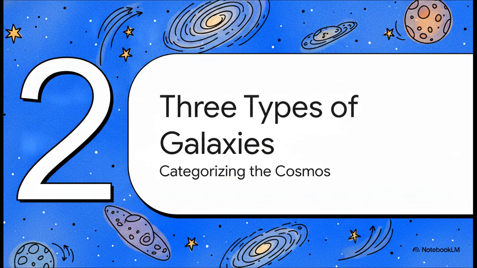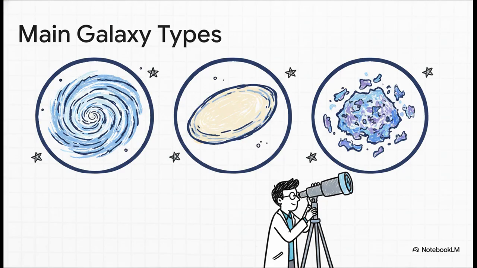Moving right along to section 2, 3 types of galaxies. Now that we know what a galaxy actually is, let's look at how scientists categorize these massive systems. Because, spoiler alert, they don't all look the same, and they definitely don't behave the same way. When scientists look out into the deep cosmos, they primarily organize galaxies into 3 distinct categories based on their unique shapes and characteristics. We've got spiral galaxies, elliptical galaxies, and irregular galaxies. And each type tells a totally different story about its age, what it's made of, and its cosmic history.